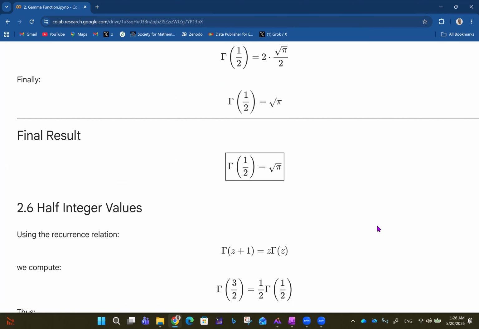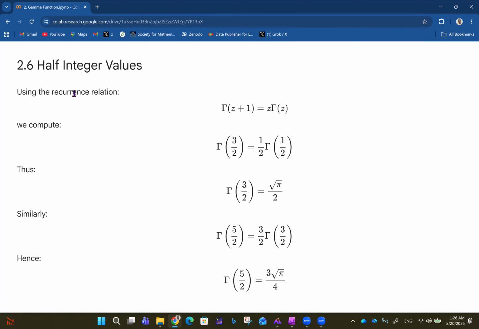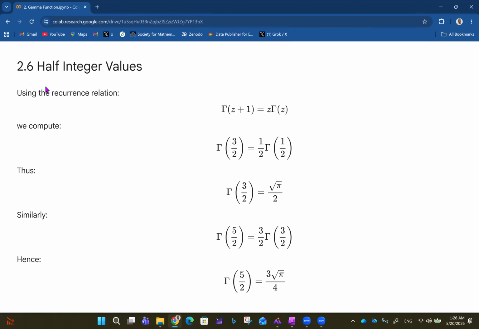And that's one of the most important relationships as far as the gamma function is concerned. So we can also talk about half integer formulas now. Using the recurrence relation, gamma z plus 1 equals z gamma z, which we already established in the last video, we compute that gamma of z plus 1 is z gamma z. So gamma 3 over 2 is the same thing as half gamma half. We already know what gamma half is, it's root pi, so gamma 3 over 2 is root pi over 2 easily.